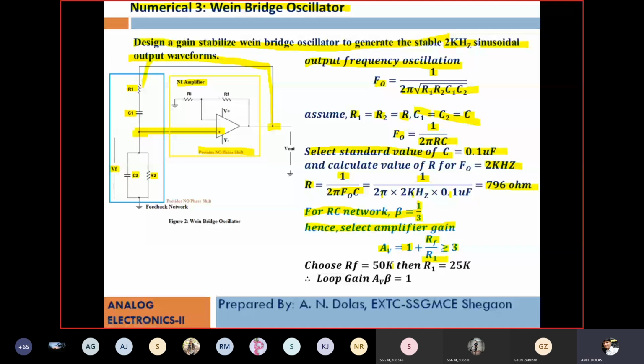So RF, what I did here, I have chosen 50K. If I choose R1 equal to 25K, 50 by 25 will be 2, 2 plus 1 will be 3. If you select exactly 3, no worry about that. So here the loop gain will be equal to 1, and there is no problem of phase shift here. So Barkhausen's criteria will be followed here, and by choosing such components, it will generate 2 kilohertz stable sinusoidal output.